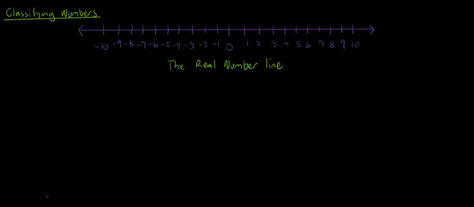Now let's try another example. This time we will figure out what number set root 5 is. So looking at the square root of 5, we see that it's a positive one, which is going to lie on the right side of the real number line, making it positive. We also know that root 5 is not going to be 0.